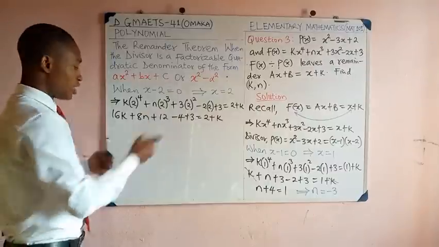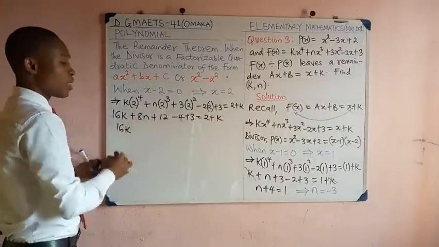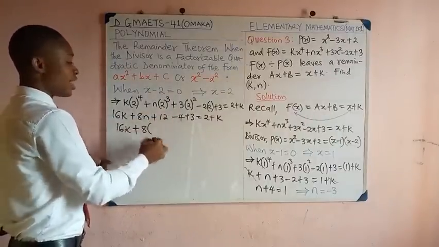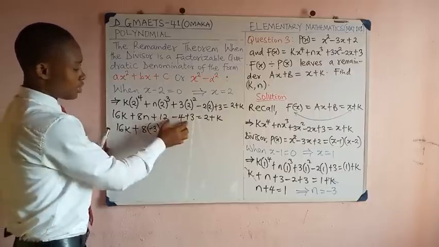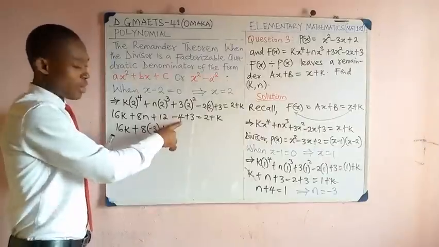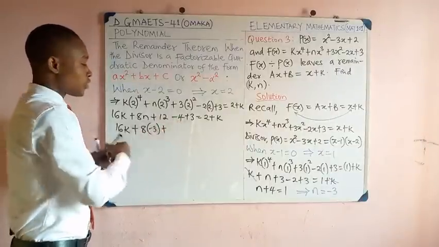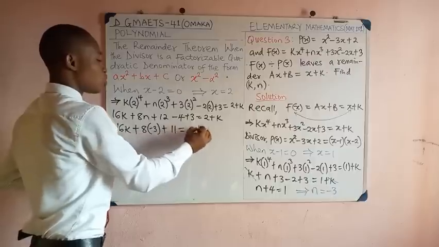We can move on to solving this and see what we're going to get. This will be 16k plus 8n, and n is equal to minus 3 already. Then plus, can we work this out and see? 12 minus 4 will give us 8. 8 plus 3 is 11. So 11 equal to 2 plus k.